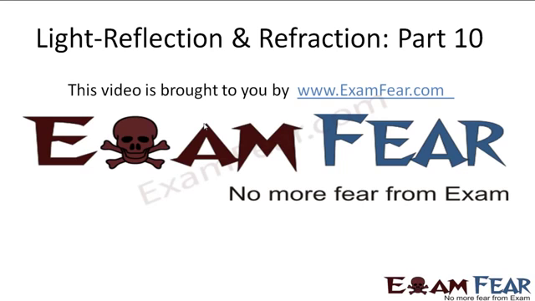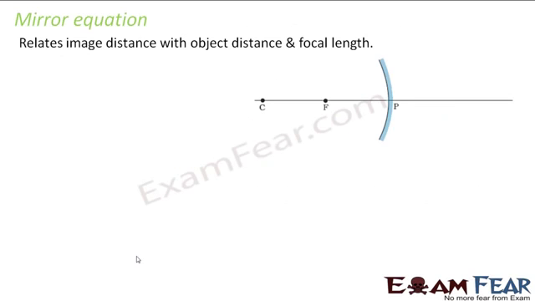Please make sure that you have watched all the videos till part 9 before going ahead with part 10. Let us now talk about mirror equation. What is mirror equation? It is an equation which relates image distance with object distance and focal length.